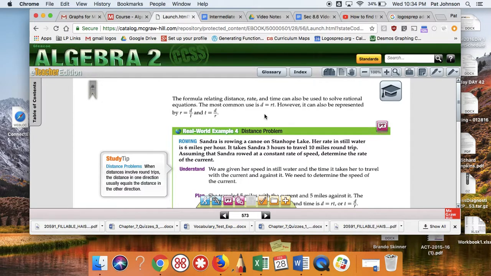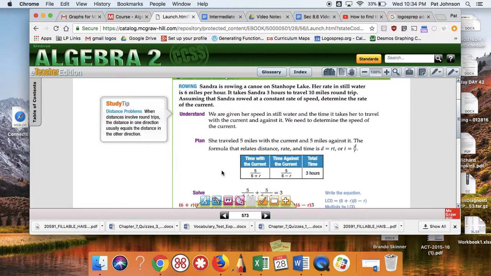Okay, so now let's look at another example, distance. The distance formula is D equals R times T. D is the distance, R is the rate, and T is the time. However, we can change it by using algebra, solving for R and T. So let's look at this distance problem. Sandra is rowing a canoe on Stanhope Lake. Her rate in still water is 6 miles per hour. It takes Sandra 3 hours to travel 10 miles round trip. Assuming that Sandra rowed at a constant rate of speed, determine the rate of the current.